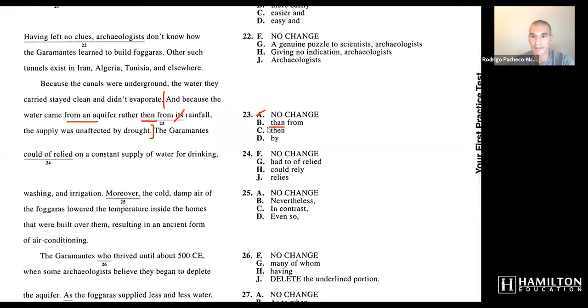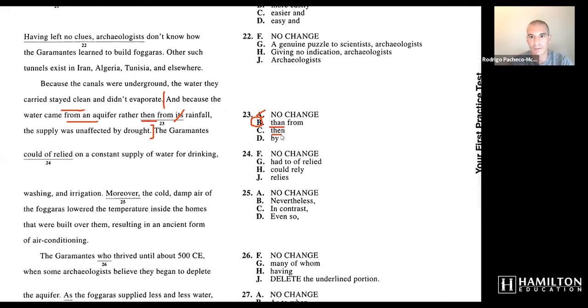B, we see than. This is the word that we need, the term that we need for this comparison. And it also gives us the correct preposition. So to come from something. That's the preposition that we need here, and also it follows the structure that we see with this first element. And this is why B is our correct answer.